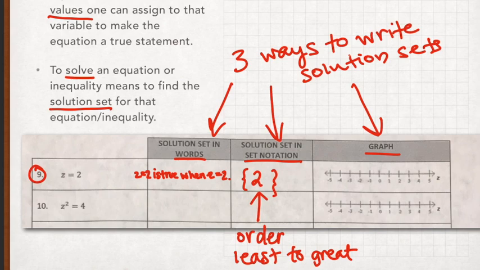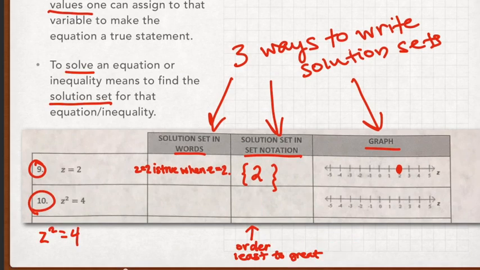The last way to express a solution set is by using a graph. In this case, we have a number line, and if I want to show you that 2 on this number line would make this equation true, then all I would have to do is graph the number 2. So let's go ahead and do number 10.